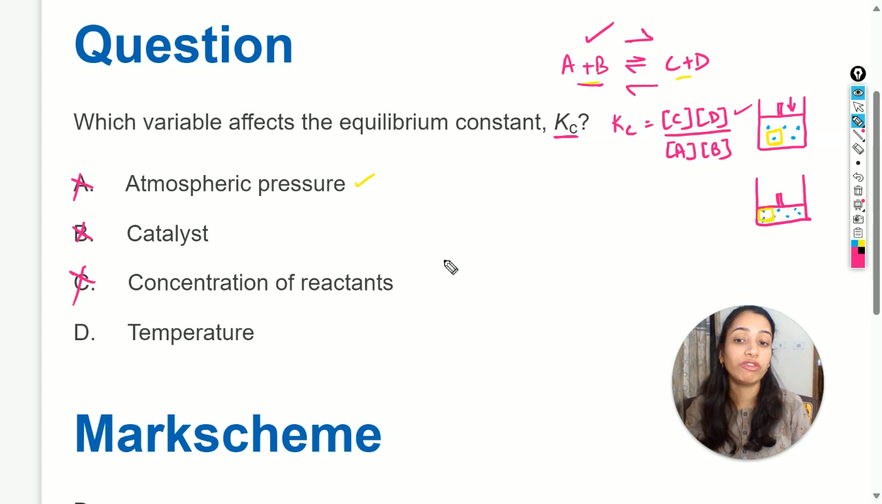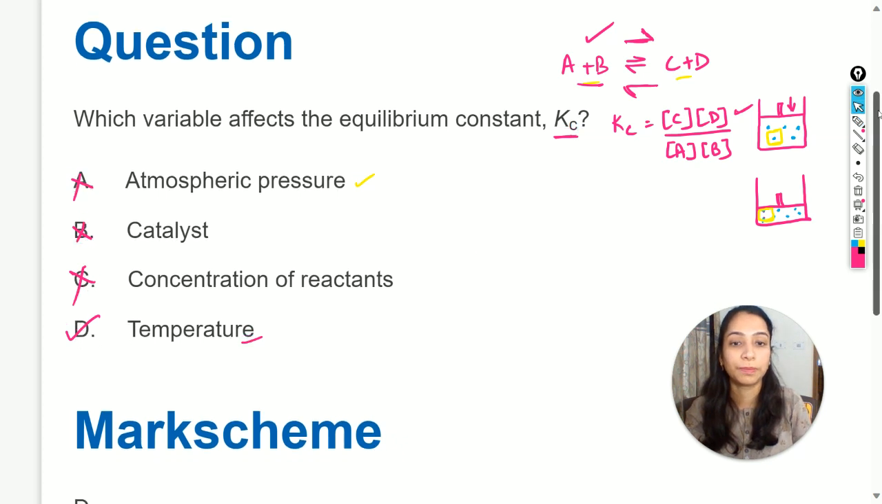Next is temperature. So if we increase or decrease the temperature, the equilibrium system again counteracts that temperature change. Means the temperature of the system will remain same. But for that, the system has to favor the forward reaction or the backward reaction. Means either the concentration of the products increases or decreases. Means this ratio will change, the equilibrium constant value will change. So this variable will affect the equilibrium constant value. So answer should be D option.